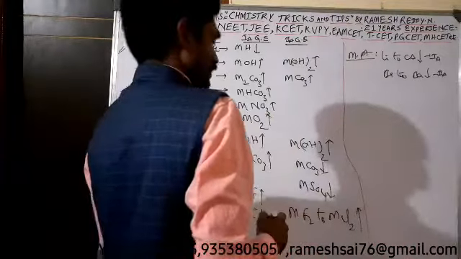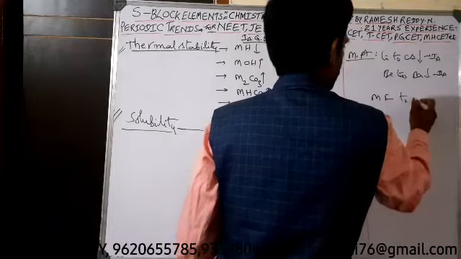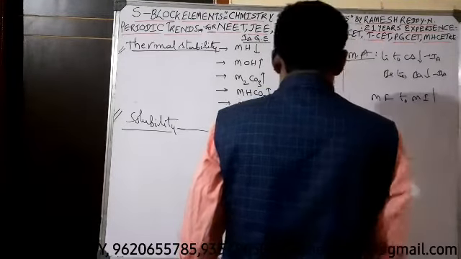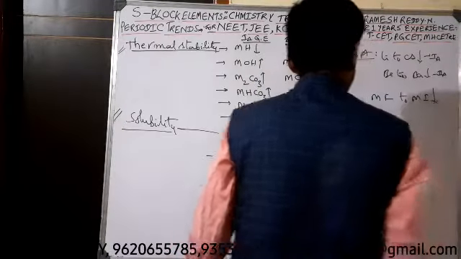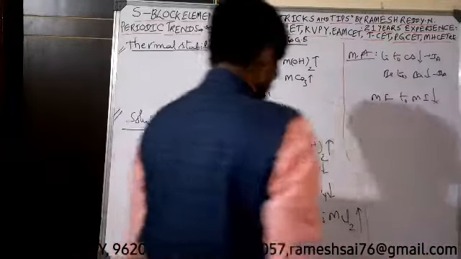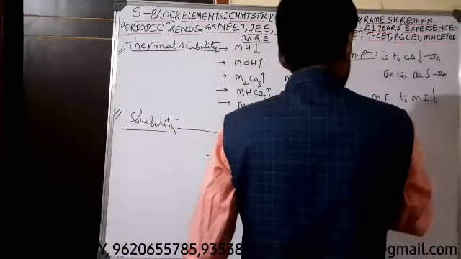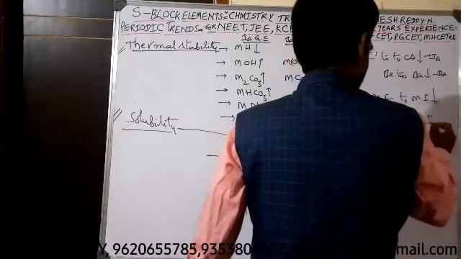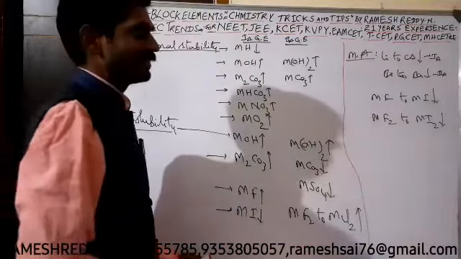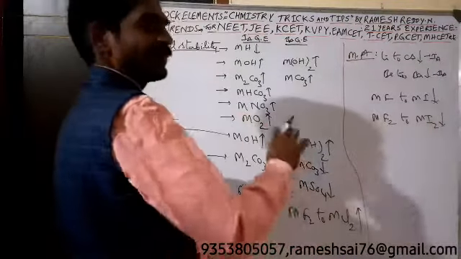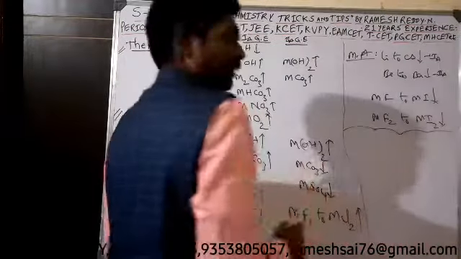Okay. Next one, melting point of metal fluorides to metal iodides progressively decreases. Next, melting point of metal fluorides to metal iodides of second A group elements decreases, right? Okay, these are the melting point trends. Next one, hydration.